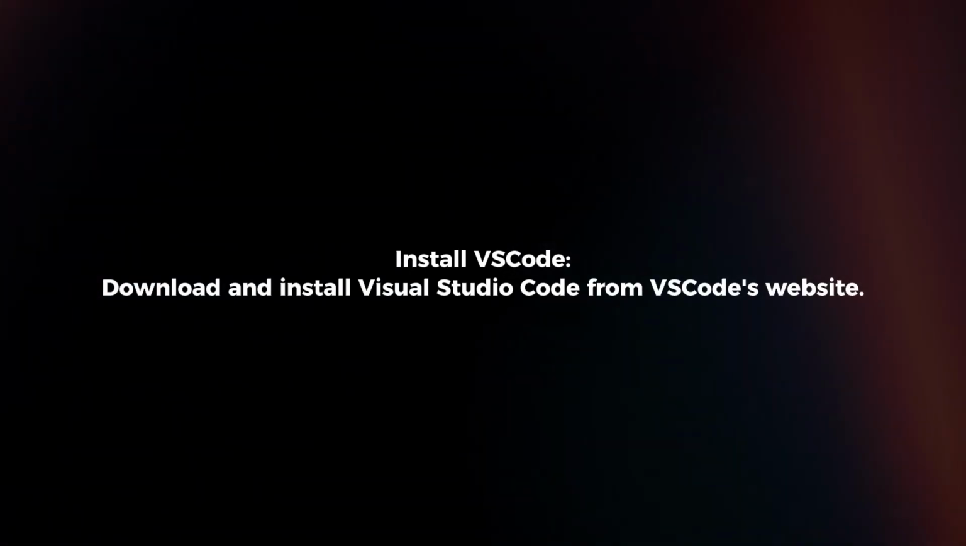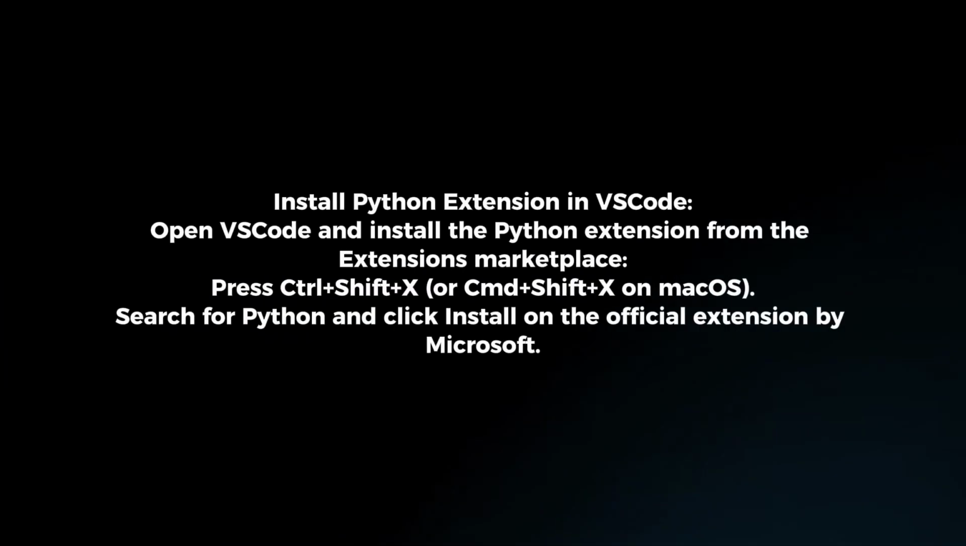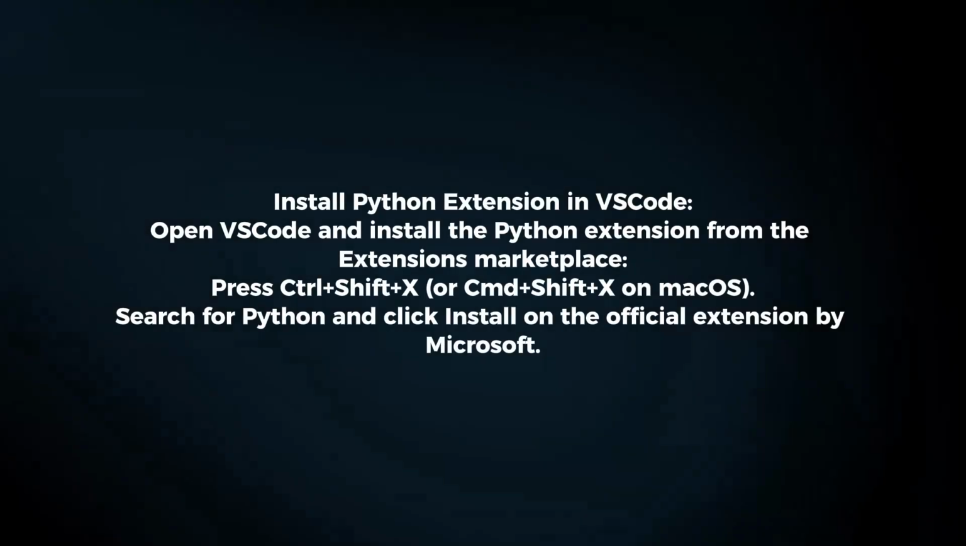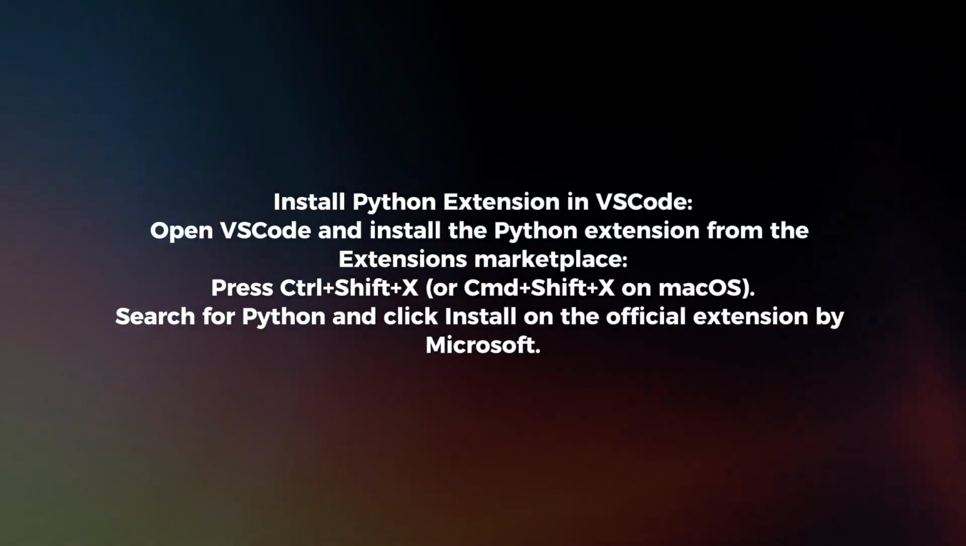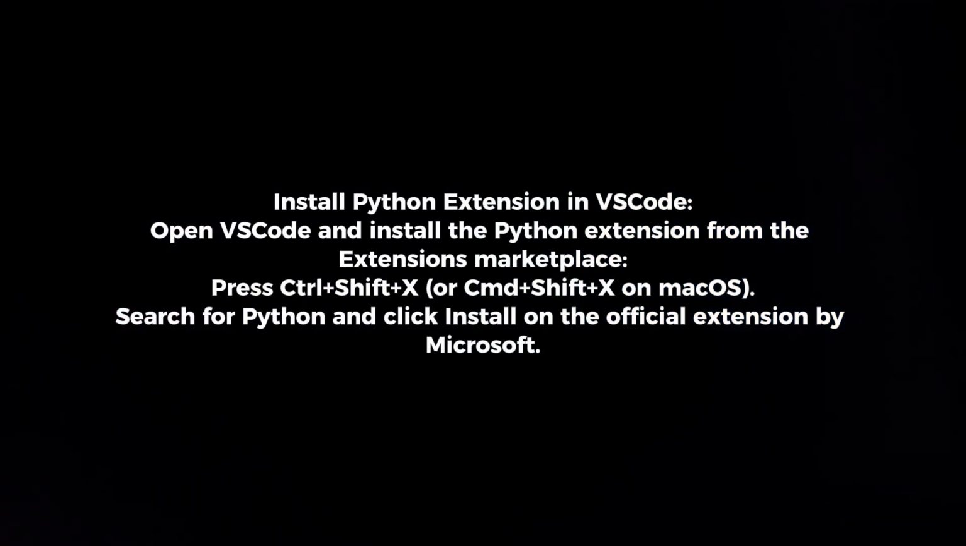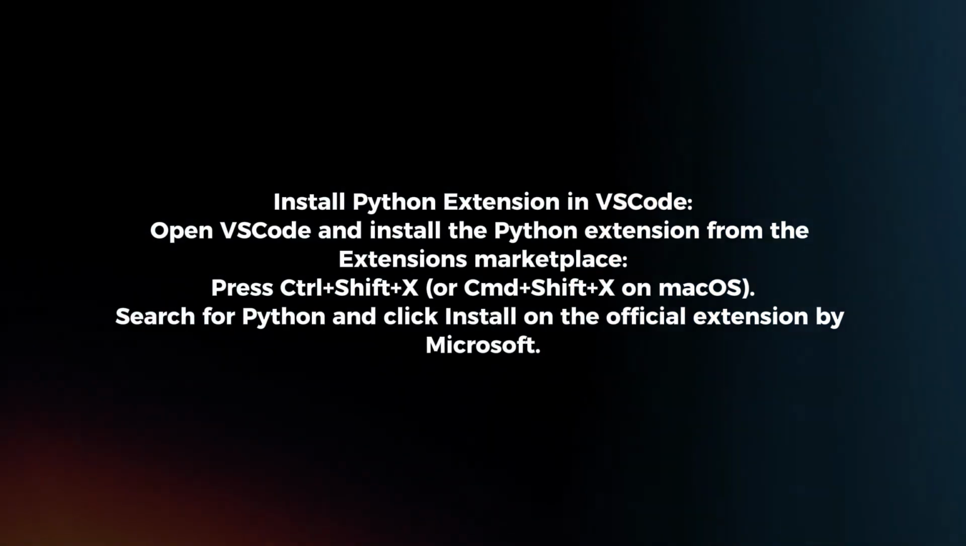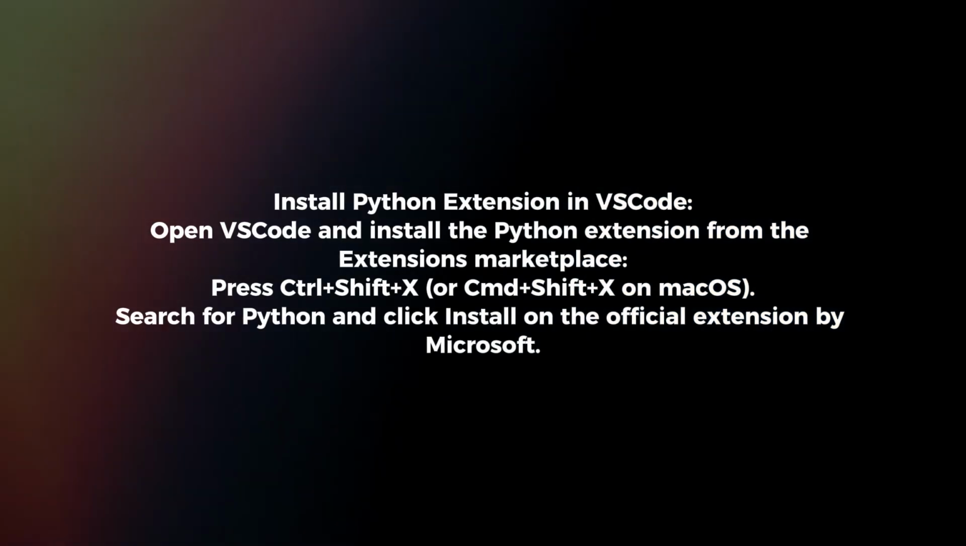Install VSCode. Download and install Visual Studio Code from VSCode's website. Install Python extension in VSCode. Open VSCode and install the Python extension from the Extensions Marketplace. Press Ctrl+Shift+X. Search for Python and click Install on the official extension by Microsoft.